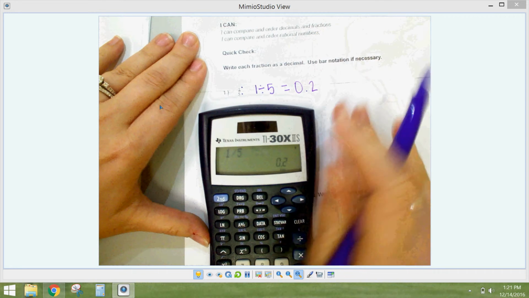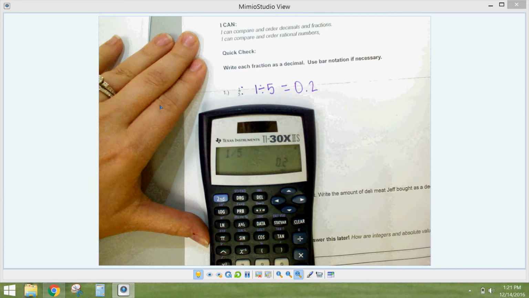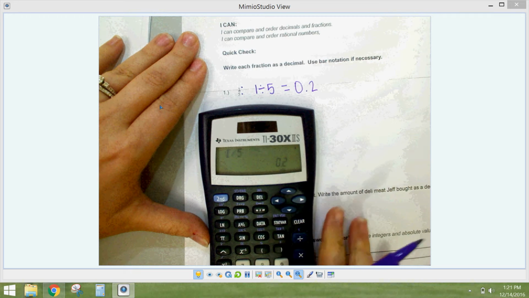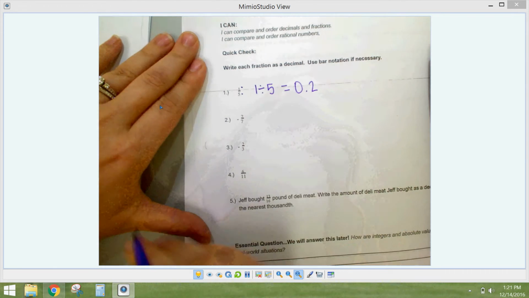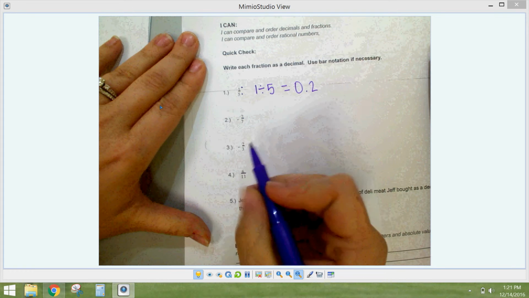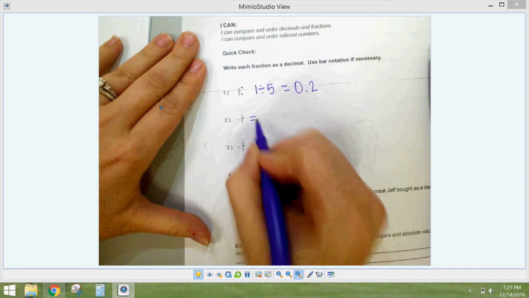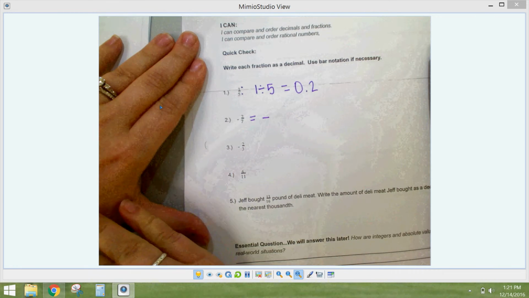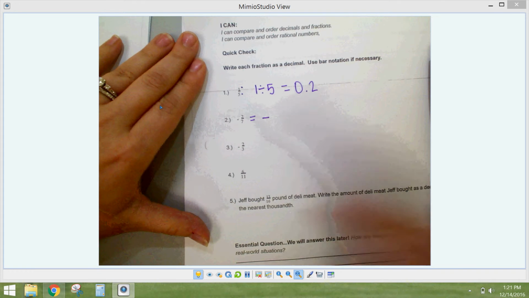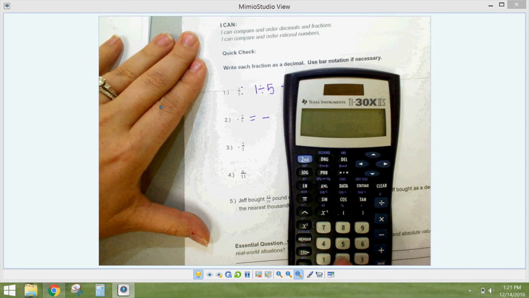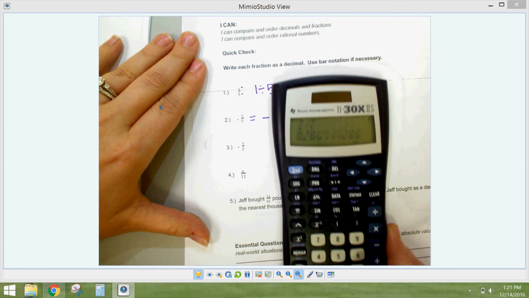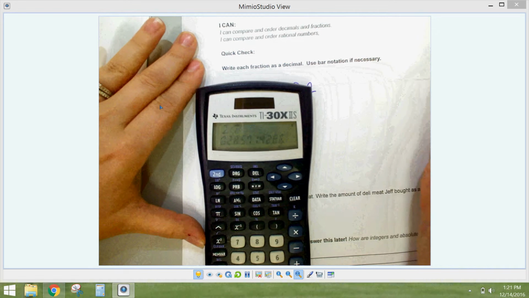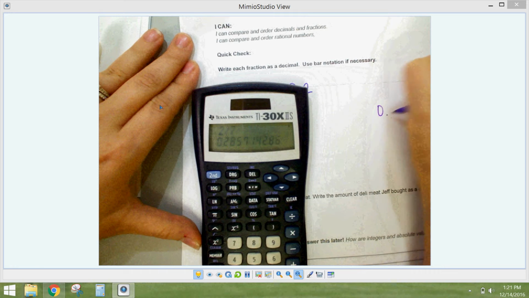At the top, it says use bar notation if necessary. 2/10 does not keep repeating, so it's not necessary to use it. My next one is -2 7/10. So I'm going to write equals, pull my negative sign out so I don't forget about it, and do 2 divided by 7. And I get this really long number. I'm going to write it off to the side.